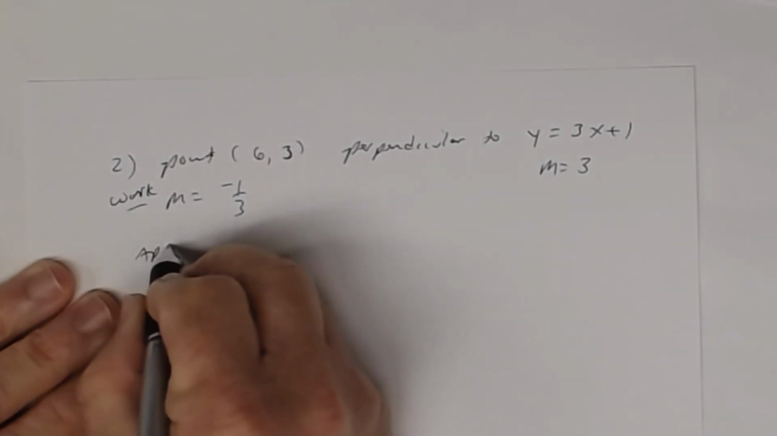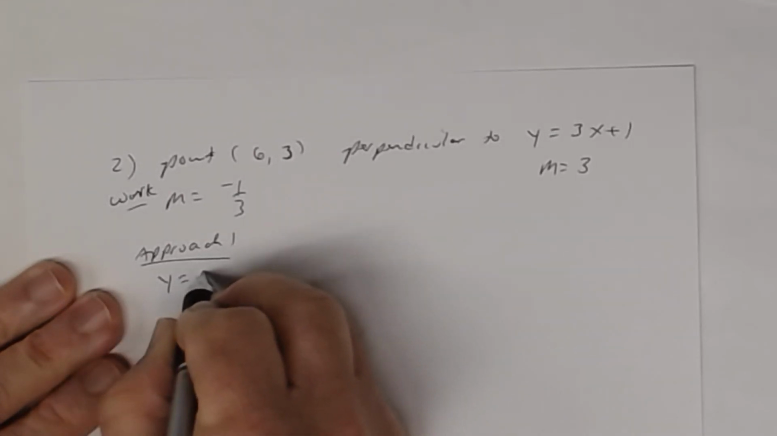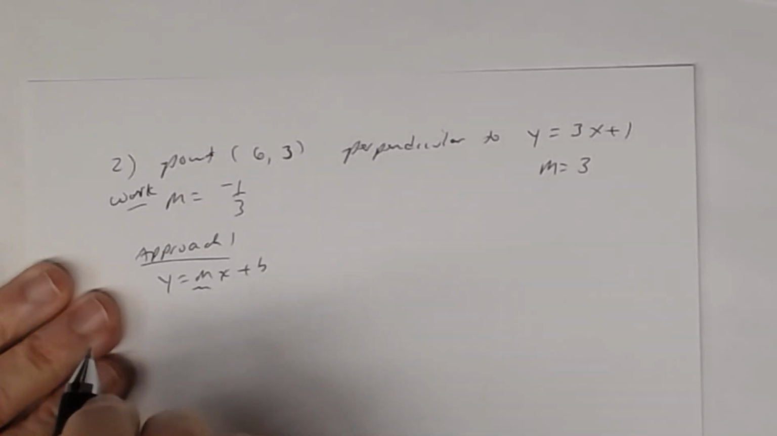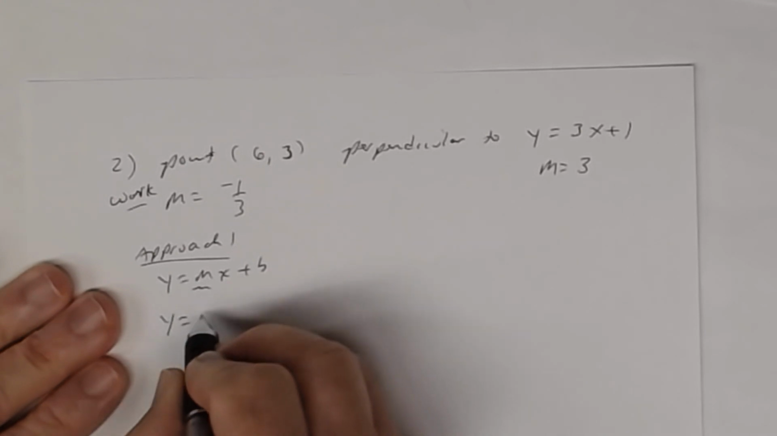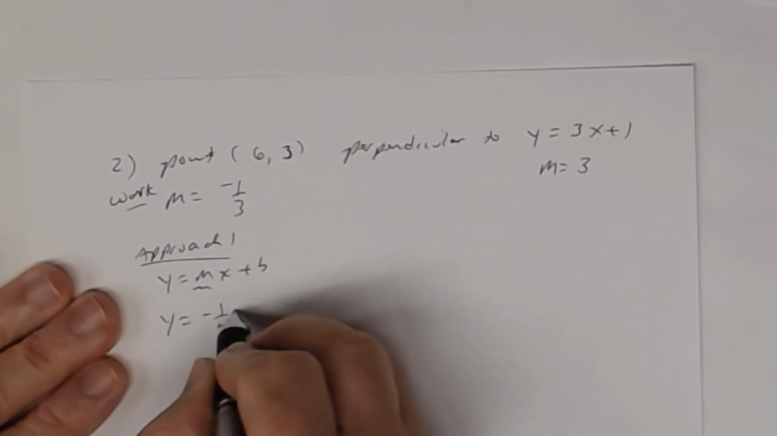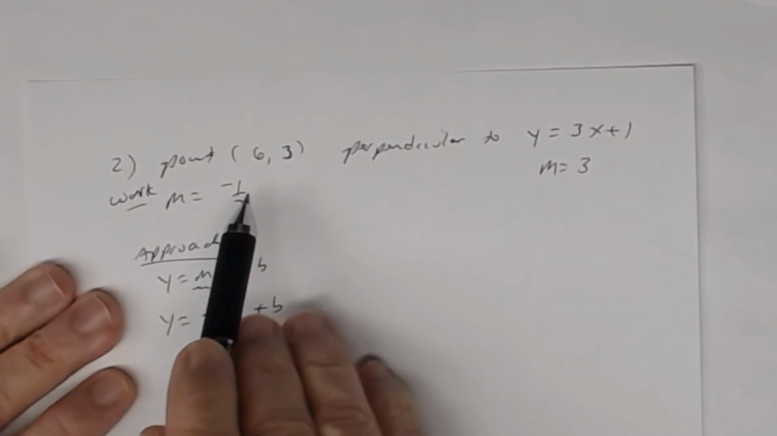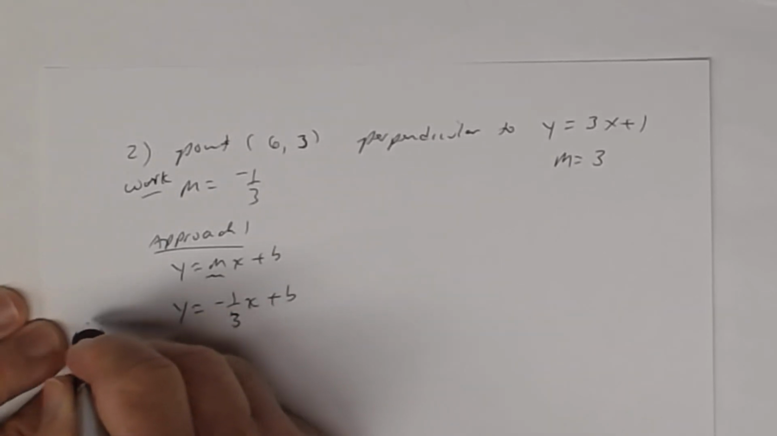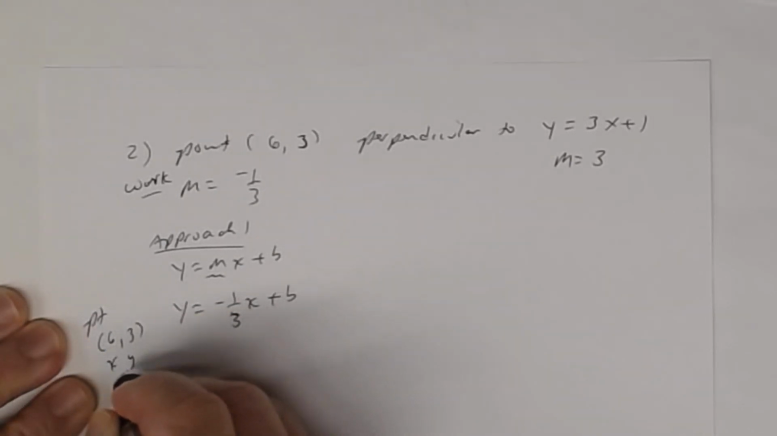So now let's use the two approaches. So approach 1, slope-intercept form, y equals mx plus b. I now know the slope. I don't know the y-intercept. That's what I have to find. So I have y equals negative 1/3 x plus b, right? And so to find b, I'm going to use the fact that a point on that line is 6, 3. So I'm going to use this point 6, 3. So there's your x, there's your y.